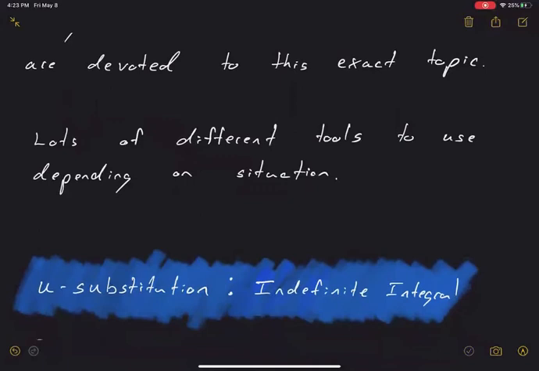Okay, so let's go over the u-substitution for indefinite integrals first, and then we'll see the case for definite integrals a bit later. Once we learn how to do indefinite integrals, doing it for the definite integral is just adding a single easy step.